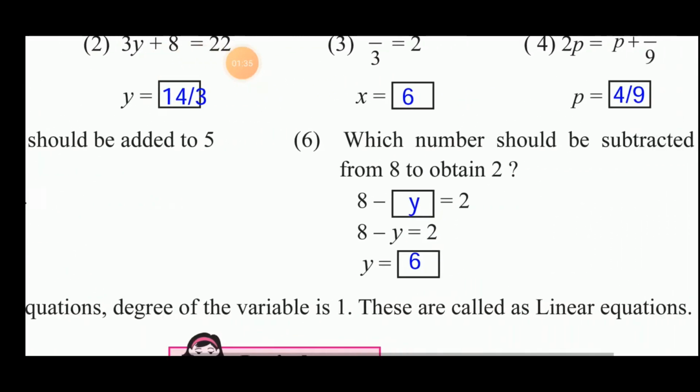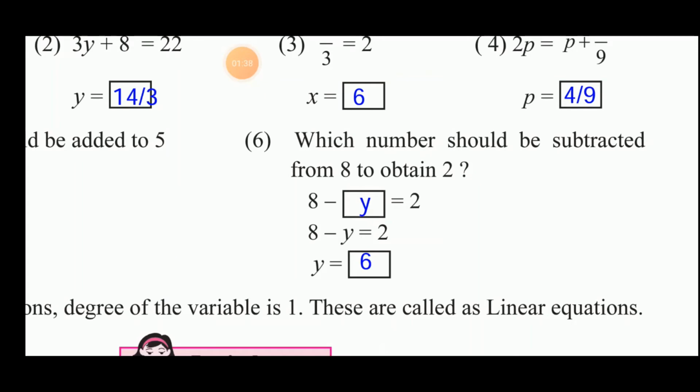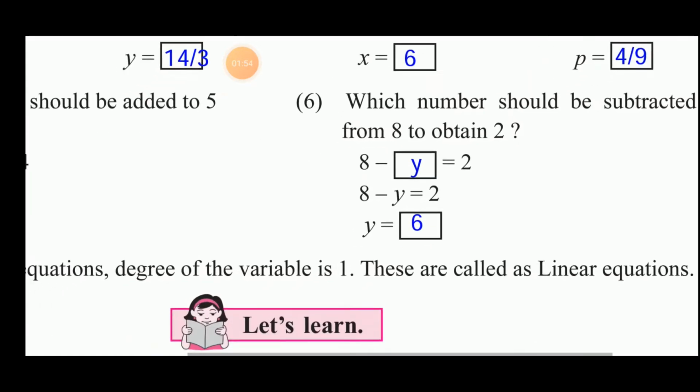Now, which number should be subtracted from 8 to obtain 2? Let the number to be subtracted be y. So, 8 minus y is equal to 2. So, 8 minus 2 is 6, and minus y you take on the right hand side, that becomes plus y. So, y is equal to 6.